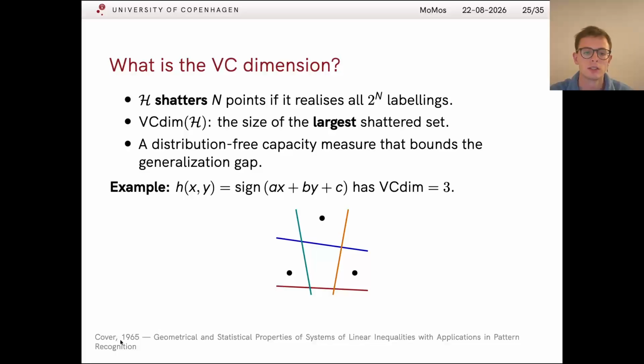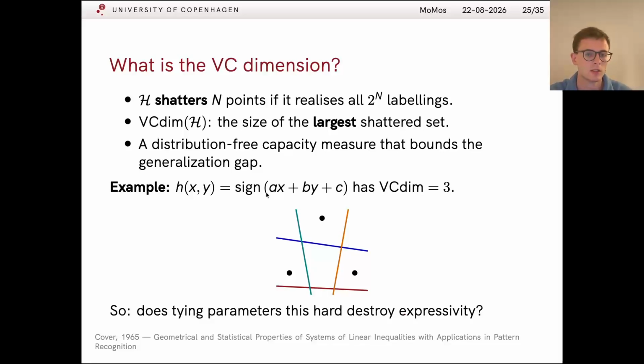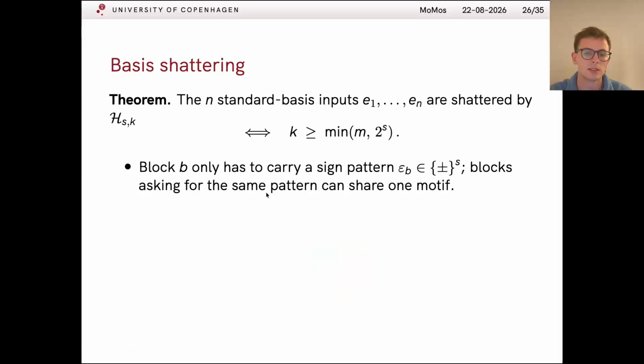Cover did some amazing work in this sense, and he proved that a linear model, so a line where the sign provides the class, has a VC dimension of 3. How does it change for MoMos? So the proof, I think, is fairly easy in its terms.